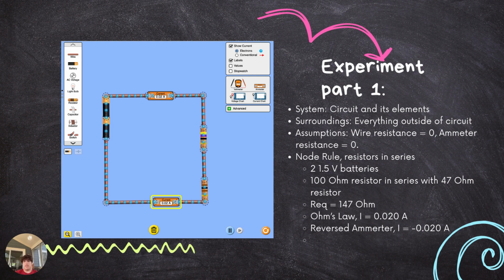Resistors in series add the resistance values, so we were able to combine the two resistances into one equivalent resistance, R_eq, and calculate the current using Ohm's law, 3 volts divided by 147 ohms. We also observed the same current of 0.02 amps using the ammeter, and reversing the ammeter negated the current value.